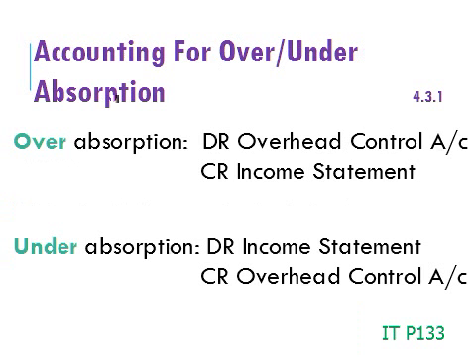The double entries for over or under absorption are: overabsorbed, debit overhead control account, credit income statement, as a cost to compensate for the overabsorption. Underabsorbed, debit income statement, as a cost to compensate for the underabsorption, credit overhead control account.